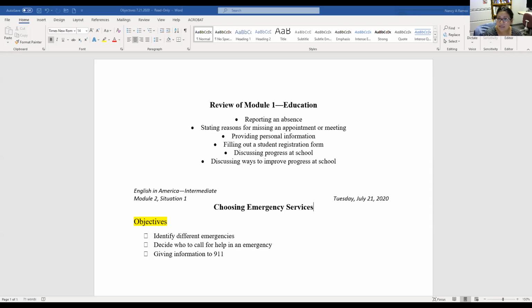And today's activity is lesson 1, and it is called Choosing Emergency Services. So today we will identify different emergencies, decide who we will call for in case of an emergency, and we will also talk about giving information to 911. So let's go ahead and get started. I'm going to shut this camera off so that I don't distract you, and I will show you my screen, and we will start with our vocab.